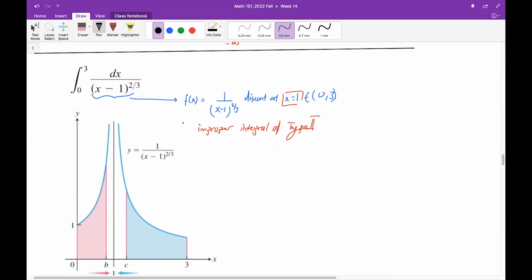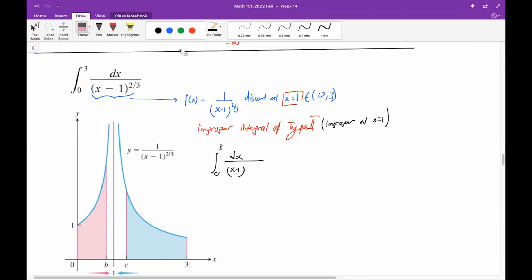So let's try to fix the problem. So 0 to 3 dx over (x minus 1) to the power 2 over 3. By the way, you call your integral an improper integral at the point 1. Depending on the discontinuity point, you can call it improper at x equals 1. Sometimes they call it like this.